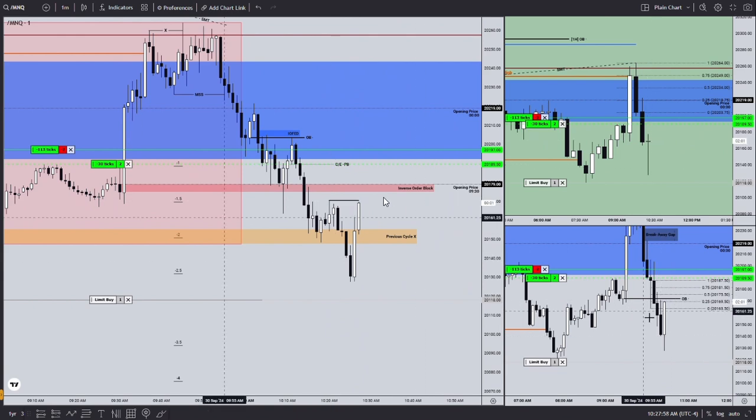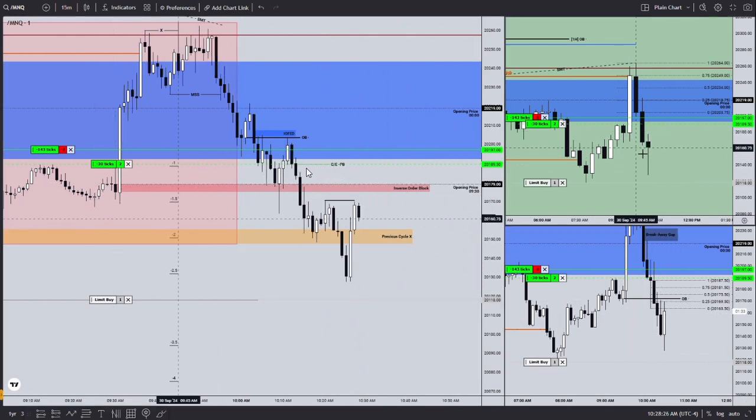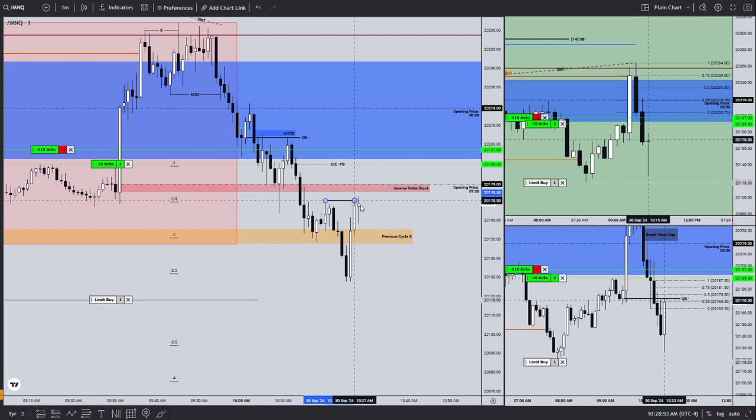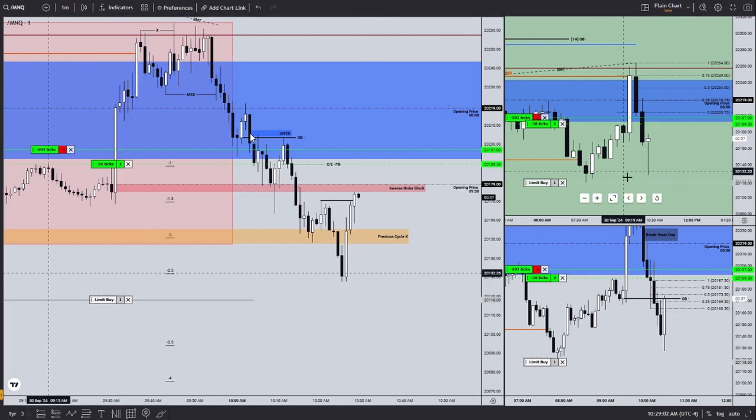So from here, I trailed my stop to the consequent encroachment of this propulsion block here. And what a propulsion block is, you see how we have this order block here, and we've retested that order block with another order block. So these three consecutive up close candles is an order block, and it retested a previous order block, making it a propulsion block. And once you have a propulsion block, you do not want to see price come back and reach the consequent encroachment of that propulsion block. That's why I trailed my stop there.